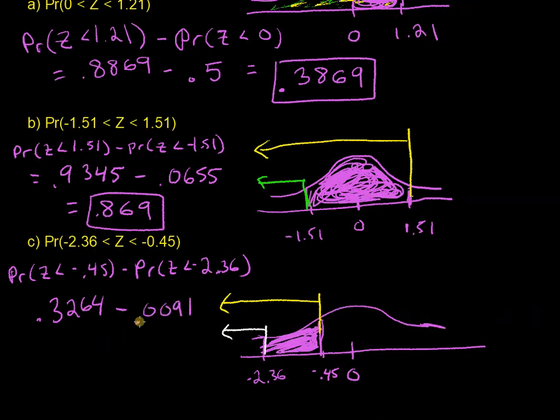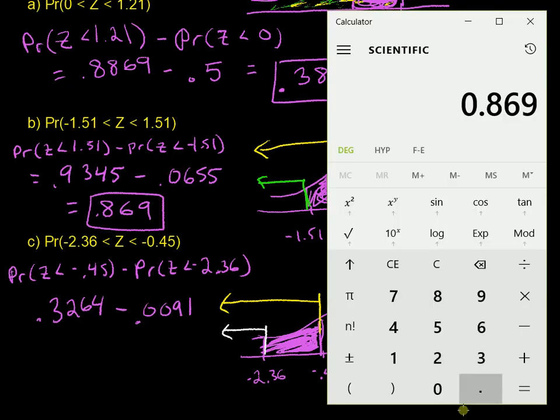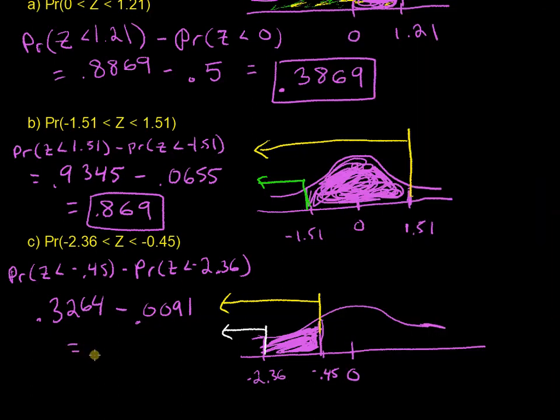All right, and then go ahead and subtract those two probabilities. Go ahead and pull out your calculator. 0.3264 minus 0.0091 equals 0.3173. So 0.3173, and that's your answer.